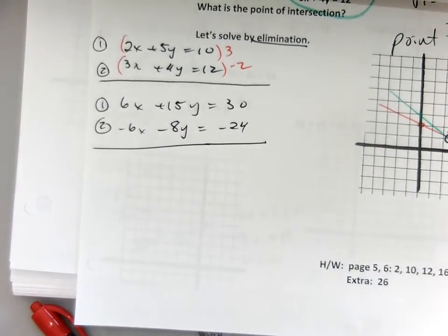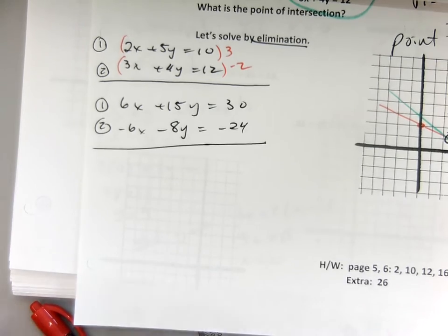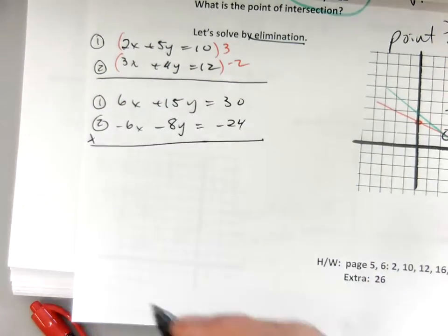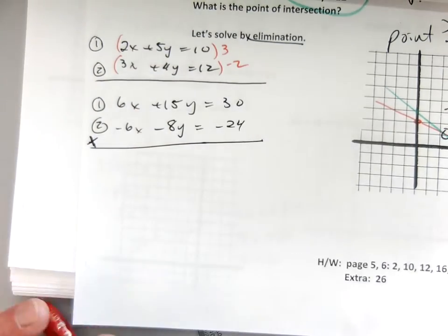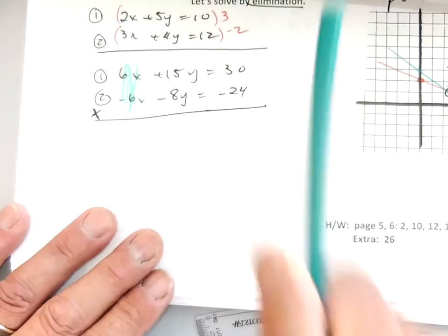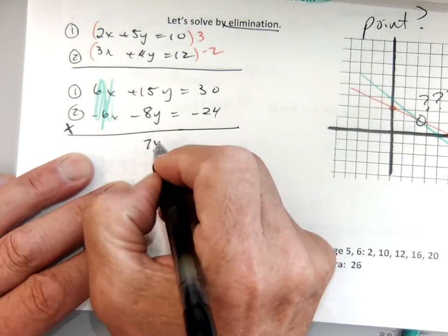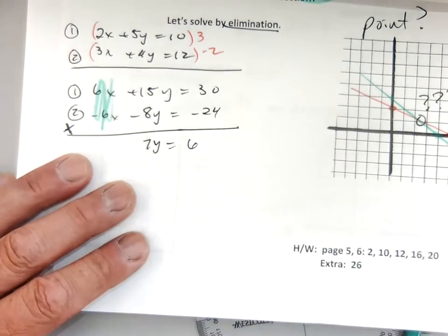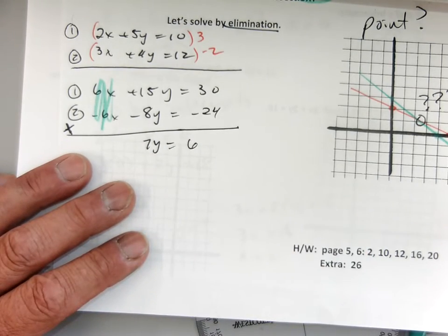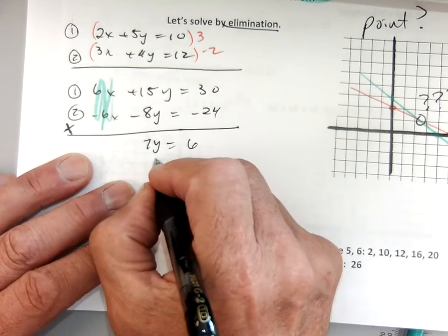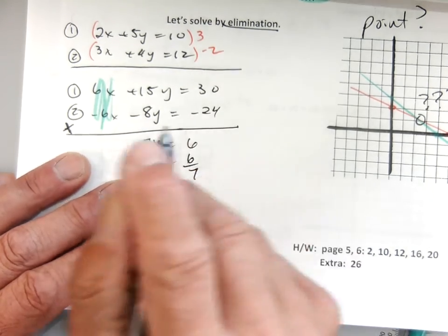So I want to eliminate, right? It says by elimination, so I want to eliminate. And I'm pretty sure now that my x's will eliminate, right? So I'm going to add the equations, and my x's are eliminated, right? So then I'm left with 7y equals 6. Divide by 7, y is 6/7. Now that's the exact answer.